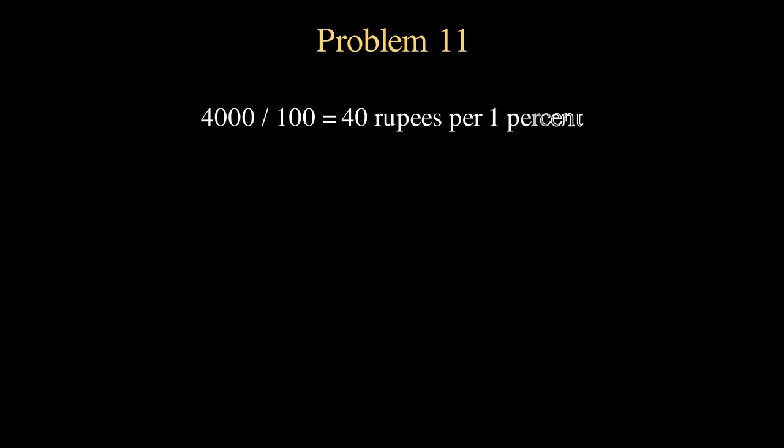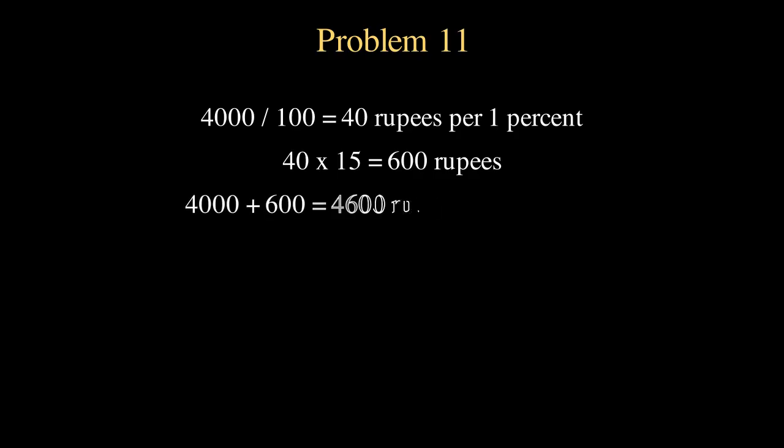1% of 4,000 rupees is 4,000 divided by 100, which is 40 rupees. 15% is 15 of these shares, 40 multiplied by 15, which is 600 rupees. Adding this 600 rupees to the original 4,000 rupees gives a selling price of 4,600 rupees.